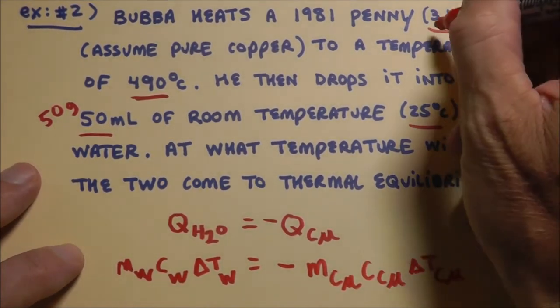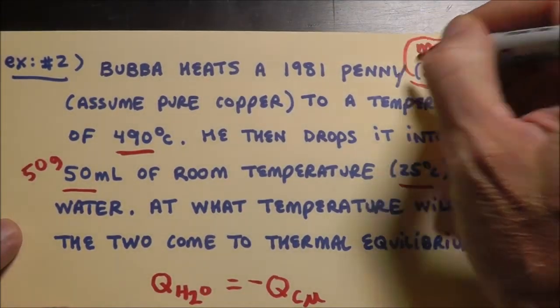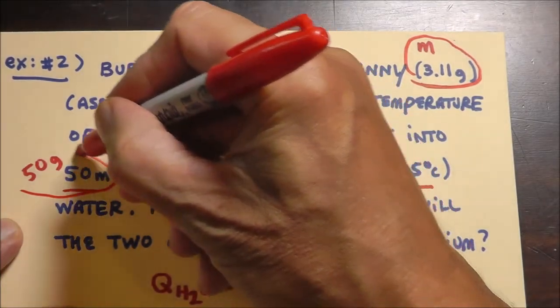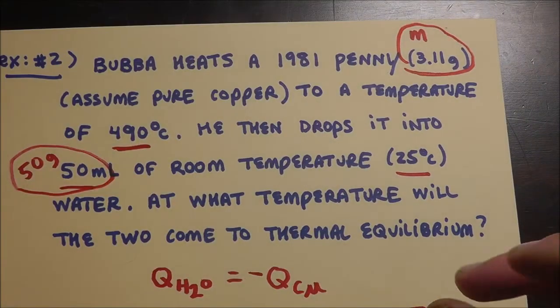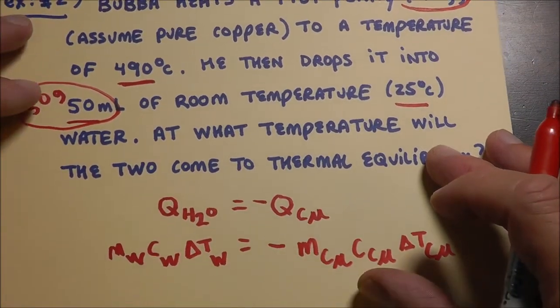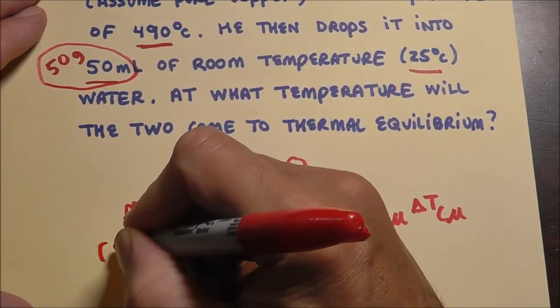Okay, let's fill in some things here. I know that mass is the mass of the copper. There's an M. I know that mass is the mass of the water. I know I can go look up heat capacities from my table here. And so I can get through the M and the C part. So M water, that's going to be 50 grams.